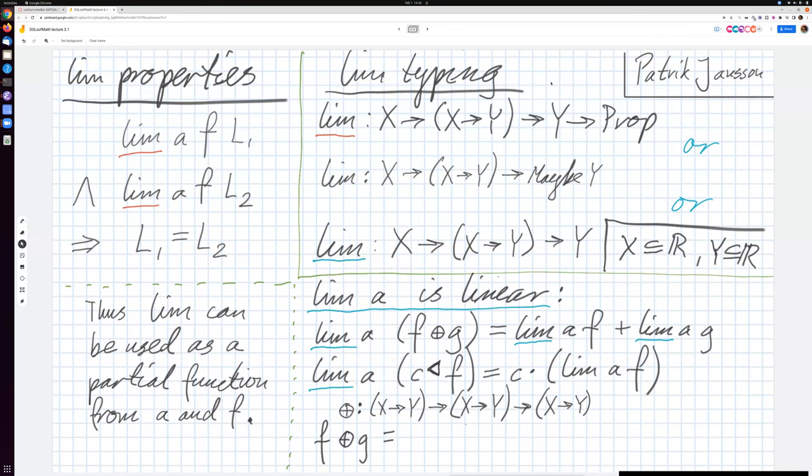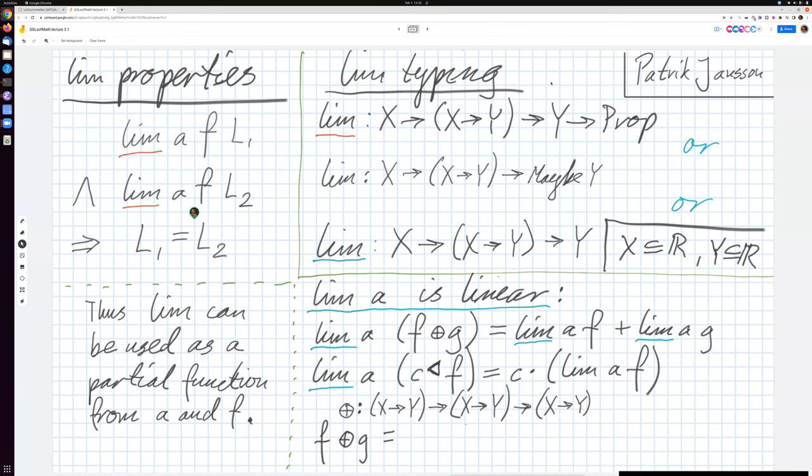So first, if we start on the left corner of this slide. I have a claim here, which is actually provable, if you can prove it's correct. It says that if we take the limit at A of a function f, and we conclude that it is L1, and we also conclude that it is L2, then these two numbers have to correspond. They have to be equal.